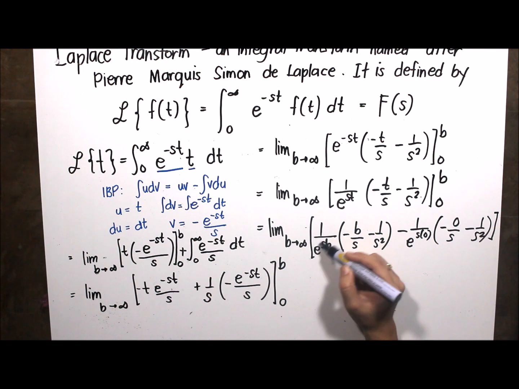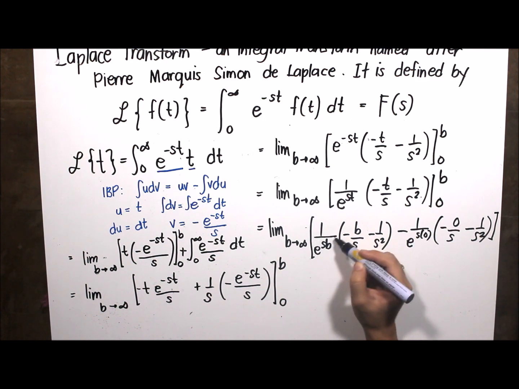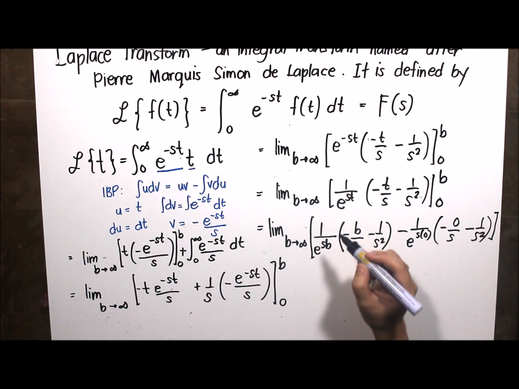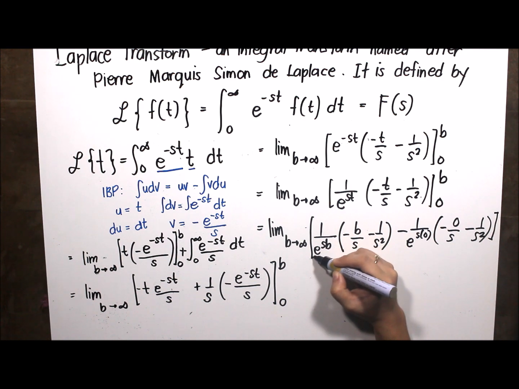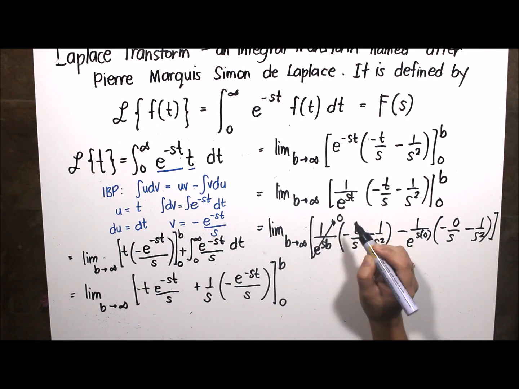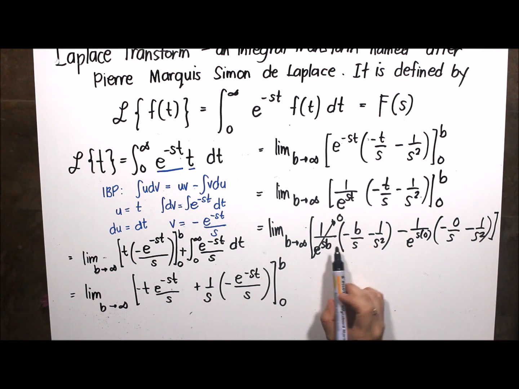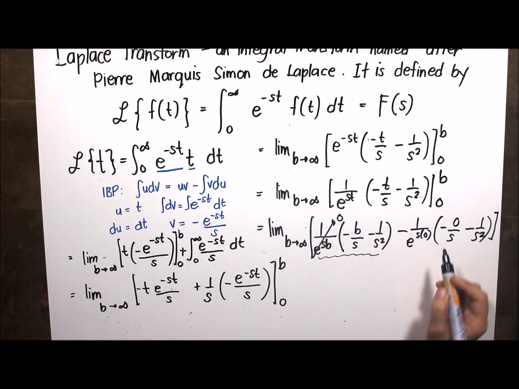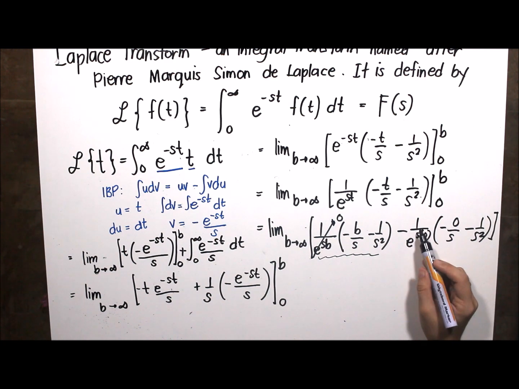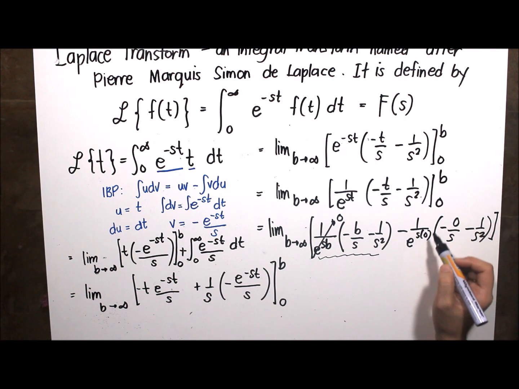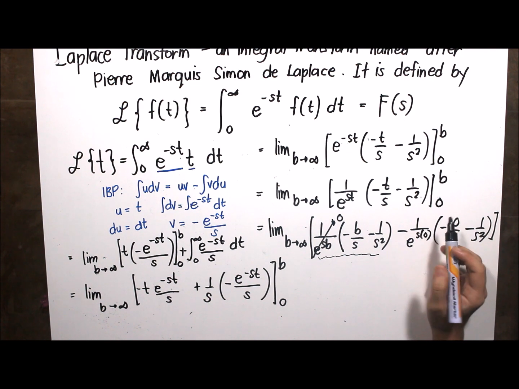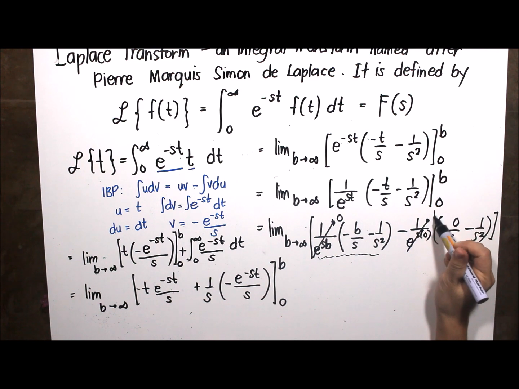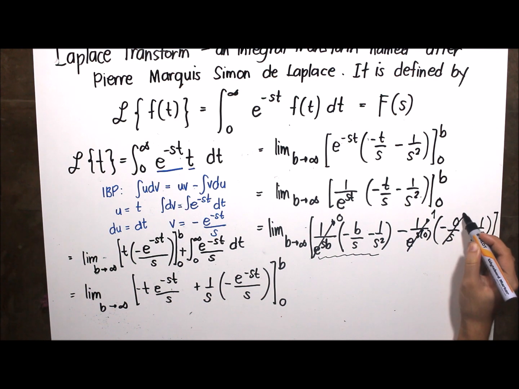Again, this is an infinite term. So, 1 divided by an infinite value. This is already 0. So, 0 divided by any number will still be 0. So, this term is already 0. S times 0 will be 0. E raised to 0 will be 1. So, 1 over 1 is equivalent to 1. So, this one is 1. This one is 0.